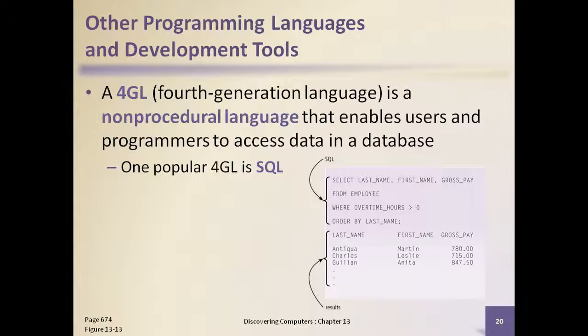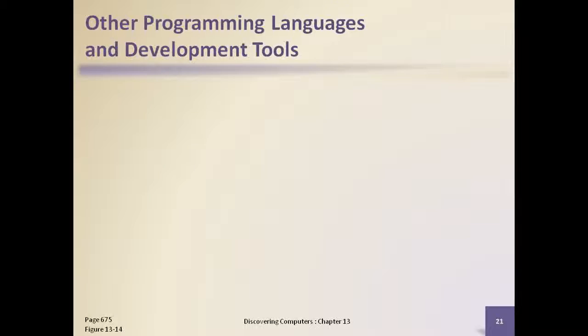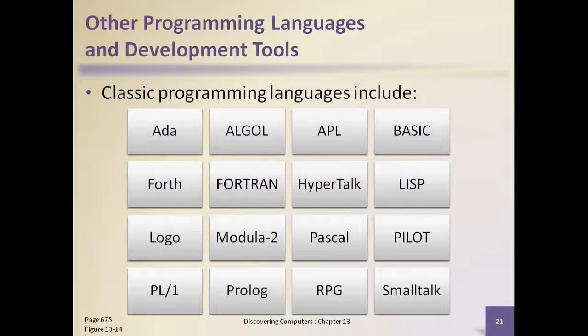Fourth generation language is a nonprocedural language that enables users and programmers to access data in a database. One popular query language is SQL. Classic programming languages include Ada, Algol, APL, BASIC, Fortran, HyperTalk, Lisp, Logo, Modula-2, Pascal, Pilot, PL/1, Prolog, RPG, Smalltalk.